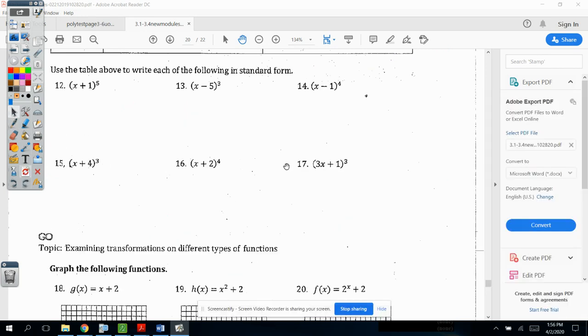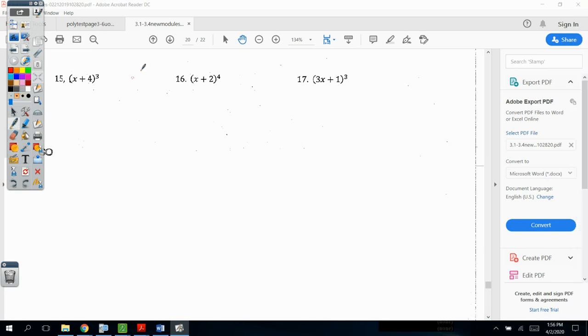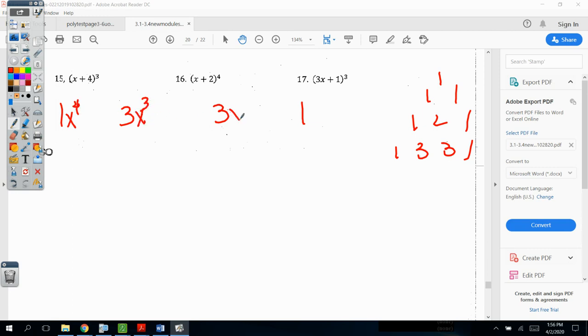Okay, it's got stuff all over here. Let's look at 15. I'll need row 3, which is 1, 3, 3, 1. I have x to the 4th, x to the 3rd, x squared, and x. Ooh. Stupid. I'm on row 3. And I caught my mistake right away because I didn't run out in time. So it's x cubed, x squared, and x, and then just the 1.